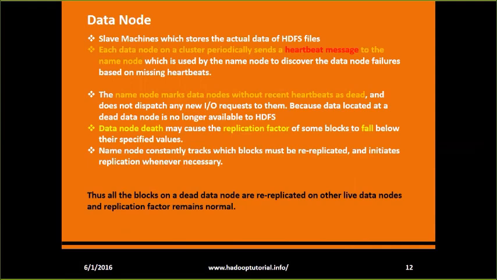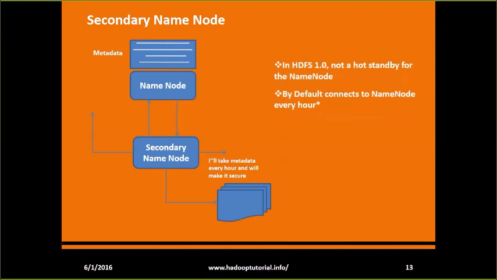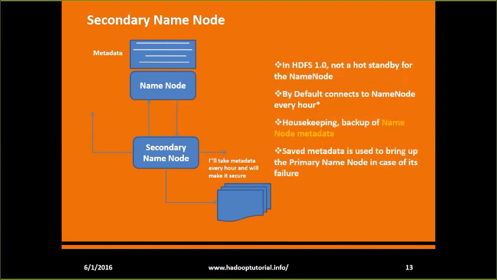Okay. And the secondary name node takes the metadata every 1 hour and makes it secure. This is not a standby for the name node. By default it connects to the name node every hour. It does housekeeping backup of the name node metadata. So the saved metadata is used to bring up the primary name node in case of its failure. If this has failed, we copy that FS image file from here and put it in the name node.